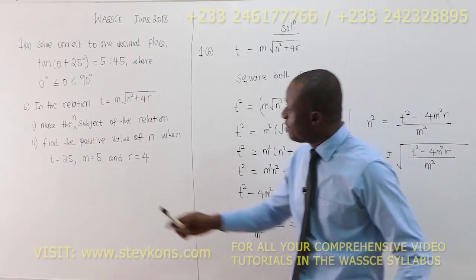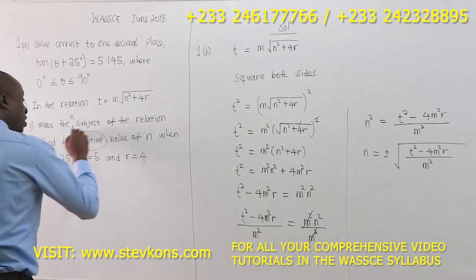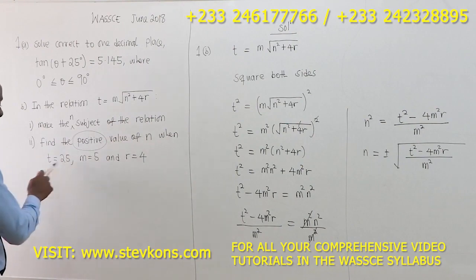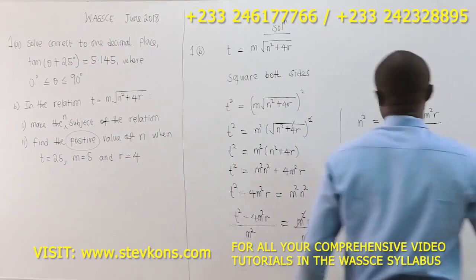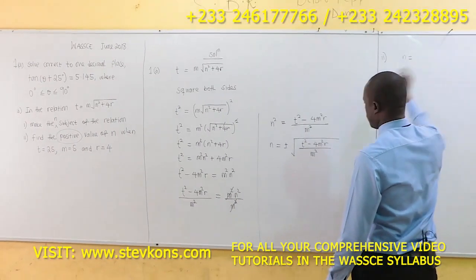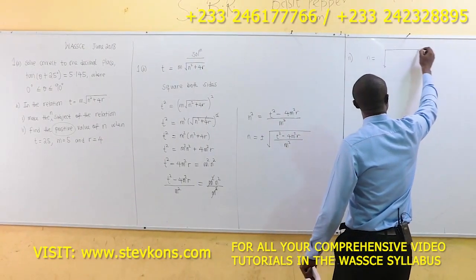Now the question says to find the positive, very important. Find the positive, so we have to ignore the negative. We have plus or minus, we ignore the negative. Find the value of n when t is equal to 25, m is 5, and r is 4. Now we know our n, we had it to be plus or minus, but then we need only the positive side, so we have to forgo the negative.